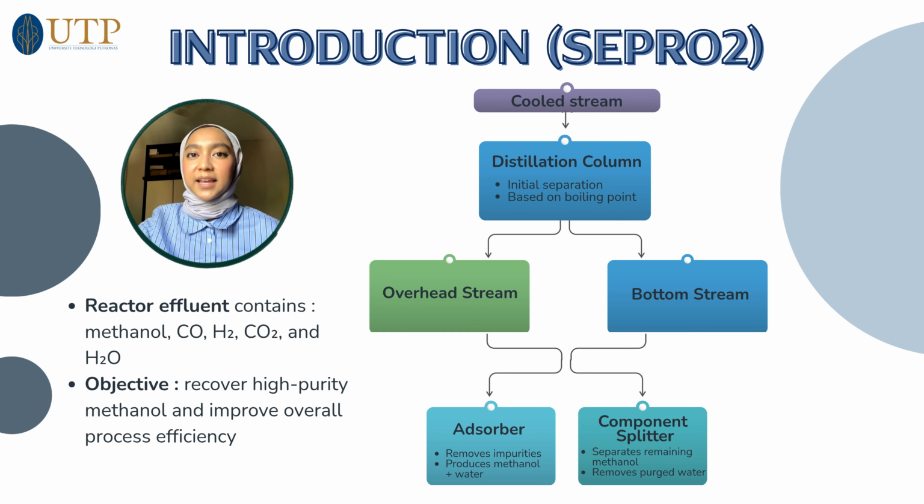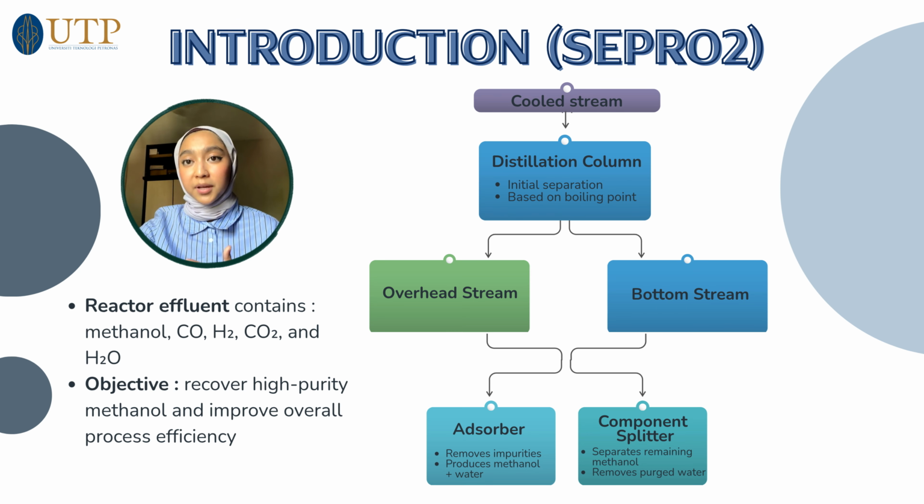The feed stream first enters a distillation column where the principle of vapor-liquid equilibrium is used. Components with lower boiling points rise to the top as vapor, while higher boiling components remain in the liquid at the bottom. This allows an initial separation of methanol from other gaseous and liquid impurities.